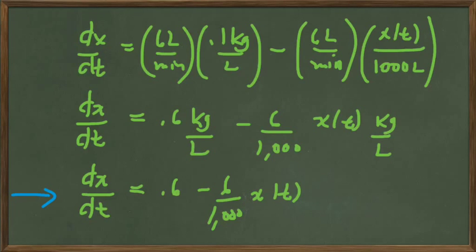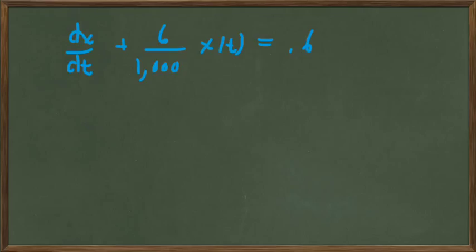And do you notice that if we rewrite it like this, dx/dt plus 6 over 1,000 x of t equals 0.6, it should be fairly clear at this point, I hope, that this would be a linear differential equation, with this being the p of t and this constant 0.6 being the q of t.